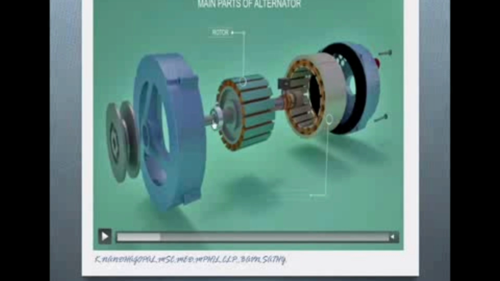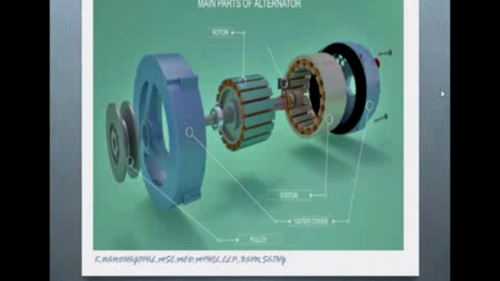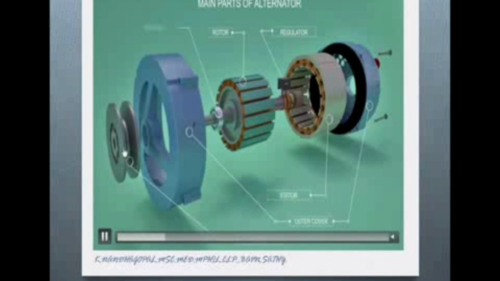So the coils are here. The brushes and the slip rings are here. From these slip rings and the coil, we can take out the current. So that's the stator and the outer cover. The pulleys are here, used to rotate it. It will rotate.